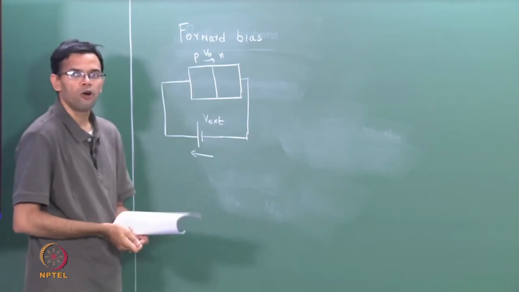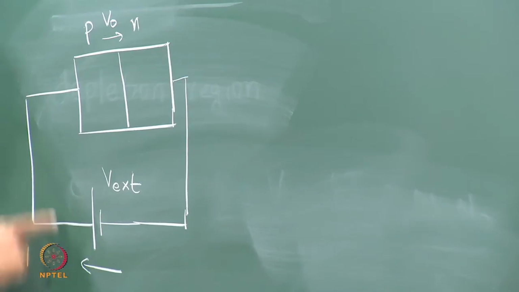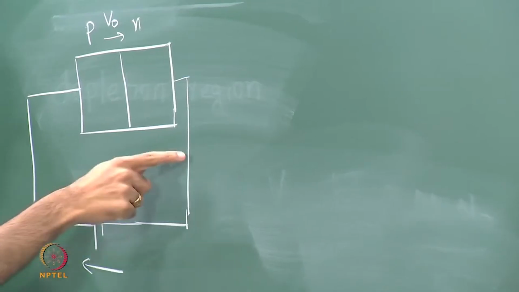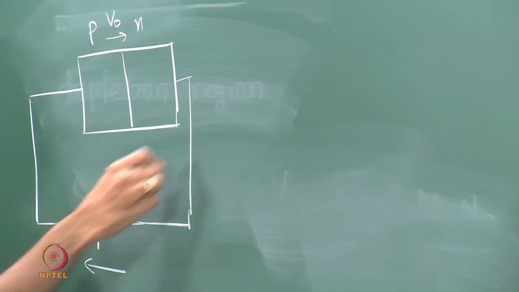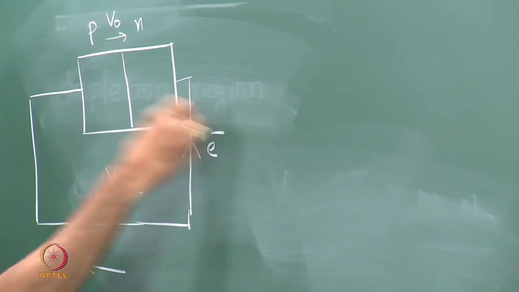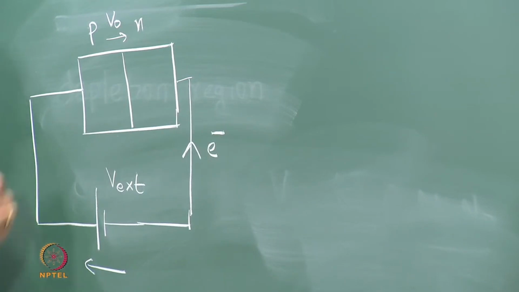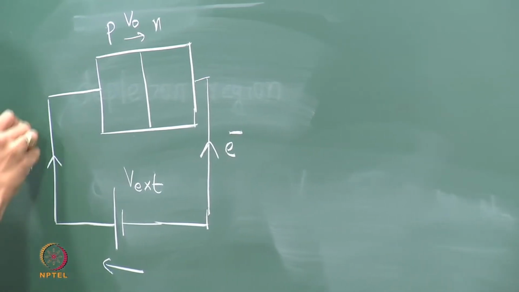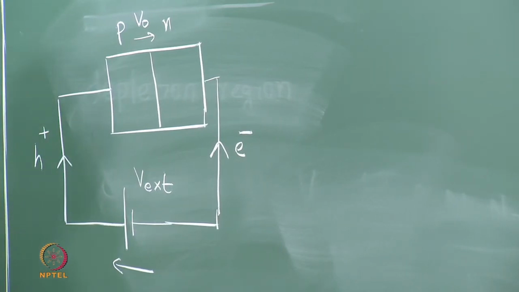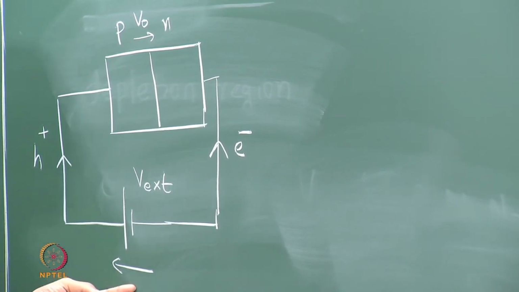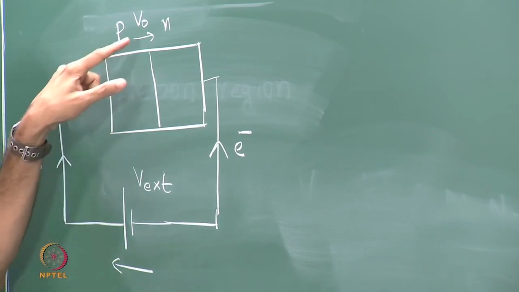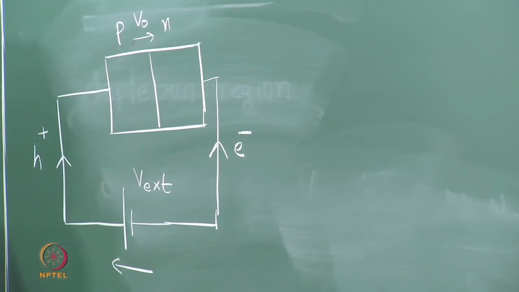So, if you look at forward bias, you are connecting p to the positive, n to the negative, which means you are injecting electrons onto the n side and you are injecting holes onto the p side. Another way, if you look at it, you have an external potential V that opposes the contact potential V naught.